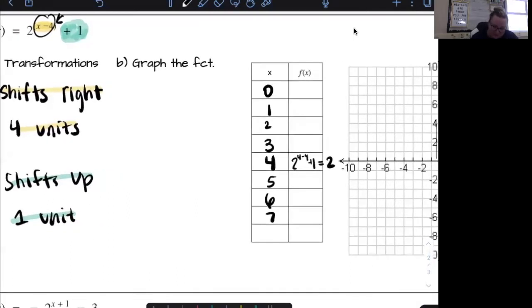I'm going to plug in the 5. 2 to the 5 minus 4 plus 1 is 2 to the first plus 1, which would be 3. 2 to the 6 minus 4 plus 1. So 6 minus 4 is 2, so that would be 2 squared, which is 4 plus 1 is 5. And then 2 to the 7 minus 4 plus 1. So that would be 2 to the third, which is 8 plus 1 is 9.